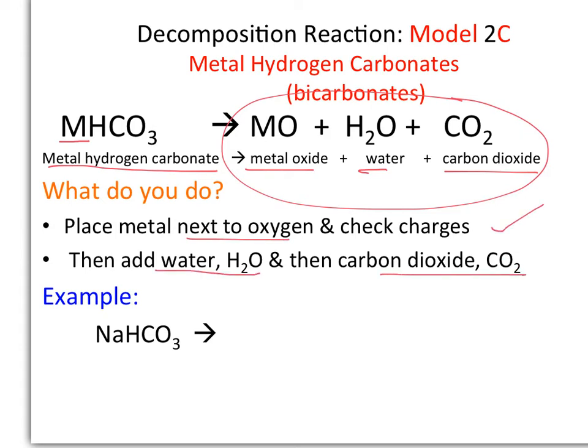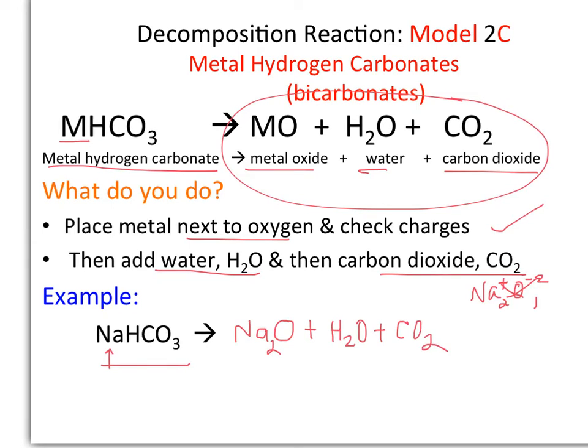So if we come down to our example, I will notice that this is a metal bicarbonate, and my metal is sodium. So I'm going to go ahead and put an Na next to the O. Off to the far right, I'm going to check my charges and realize that this needs to be Na2O. And then I'm just going to add the H2O and the CO2 as the other two products.